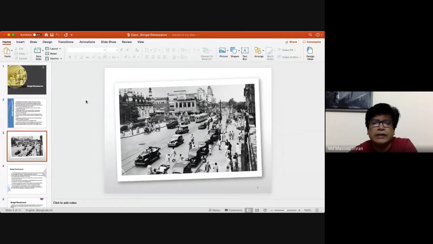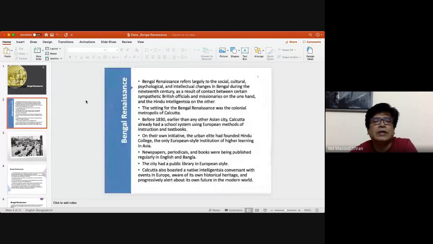Before 1830, earlier than any other Asian city, Calcutta already had a school system using European methods of instruction and textbooks. So the people of Calcutta already knew how to learn through European methods and what types of textbooks there were. The Bhadralok society already knew this. On their own initiative, the urban elite had founded Hindu College, the only European-style institution of higher learning in Asia at that time.